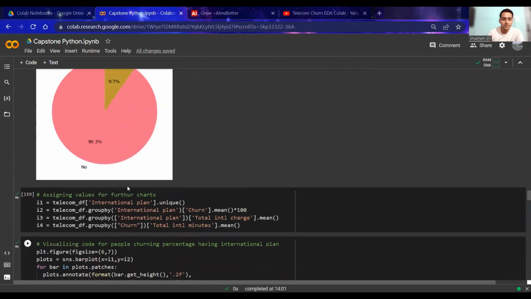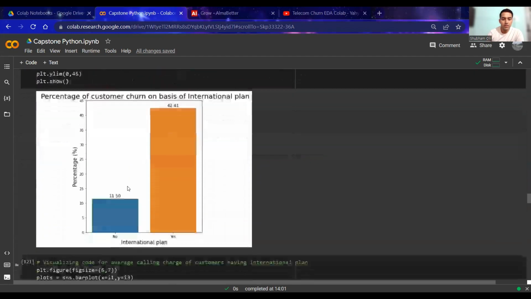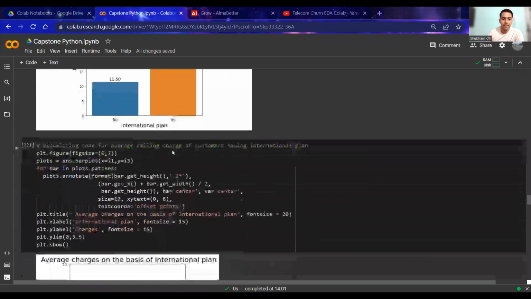Here you can see the percentage of customers churning on the basis of international plan. The no is customers who have not taken the international plan, and their churn percentage is 11.5. And for the customers who have taken the international plan, the churn rate is 42.141%, which is very high.